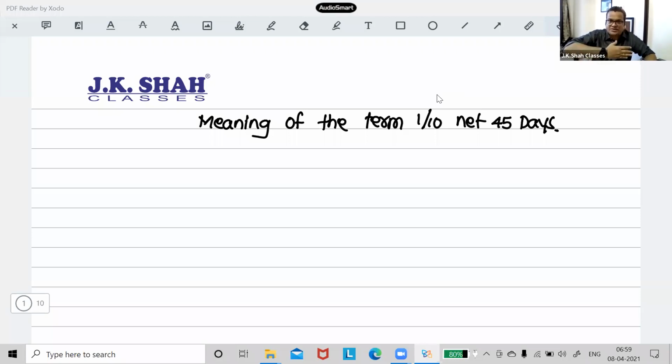So instead of telling this big long story, I will allow you a credit period of 45 days, but if you pay within 10 days, I will give you 1% discount. The whole thing is summed up in one simple statement: the credit policy is 1 by 10 net 45 days. Got the meaning of it now? Okay, so let's write it.